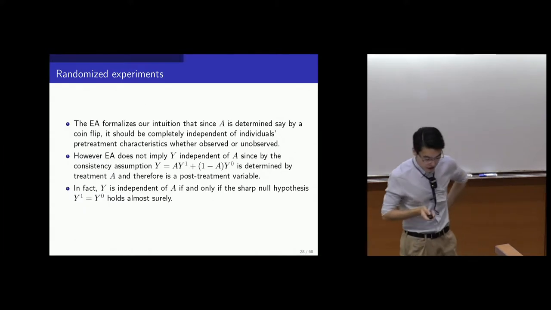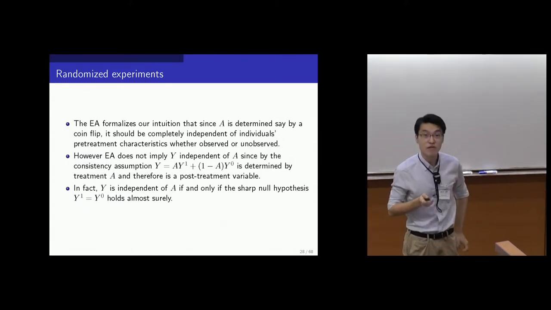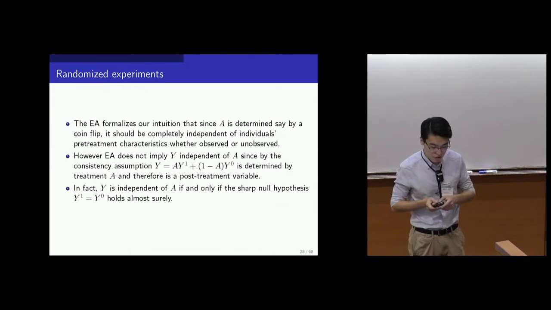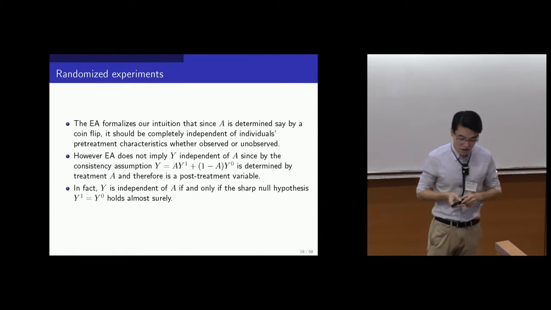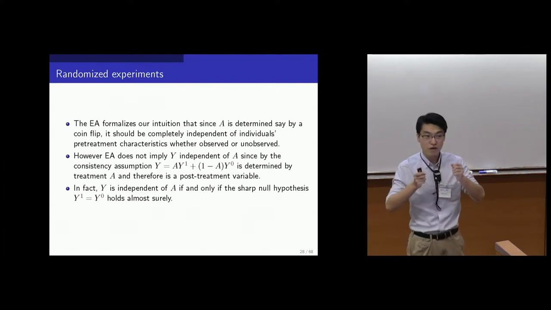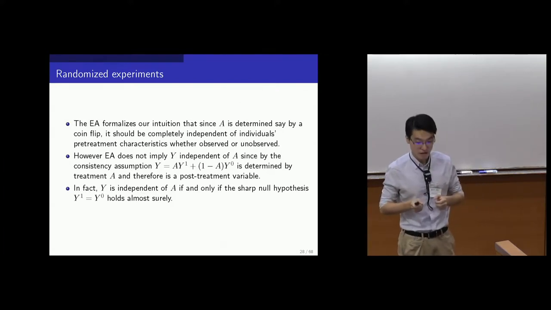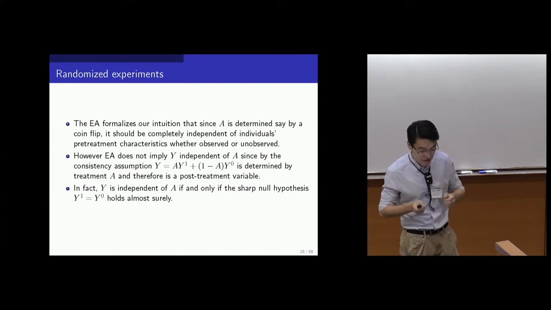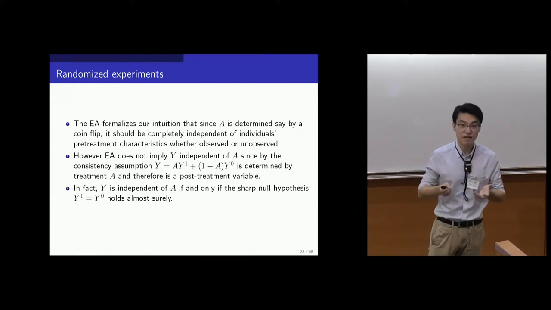Okay, so the exchangeability assumption formalizes our intuition that since treatment is determined by, say, a coin flip, it should be completely independent of the individual's pre-treatment characteristics, such as their potential outcomes. However, the exchangeability assumption does not imply that your actual outcome Y is independent of A, since by the consistency assumption, the outcome is determined by the treatment A, right?